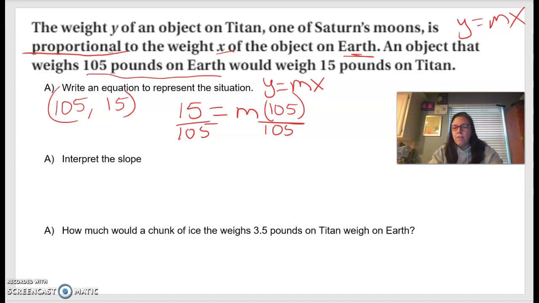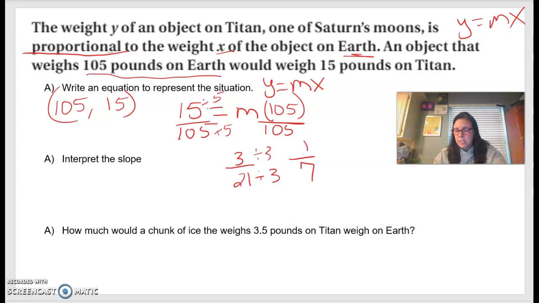15 divided by 105, so we'd have to simplify that, right? We can make it a decimal if we want, because it doesn't really matter, but I don't really want to do that. Let's make it a fraction. So let's divide by 5. 15 divided by 5 is 3. 105 divided by 5 is 21. 3 over 21, we can actually divide again. Okay, so 1/7. So 15 times 7 must have, yeah, oops, I didn't know that off the top of my head. So our slope is 1/7.